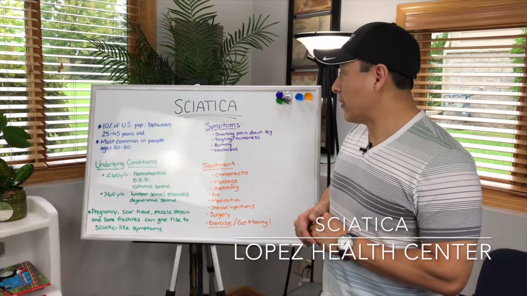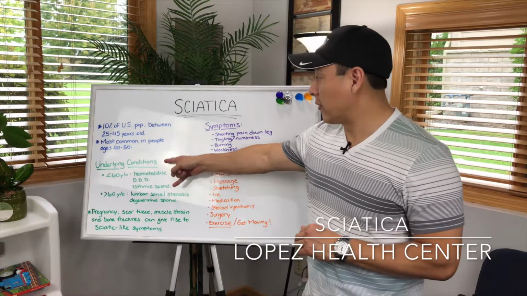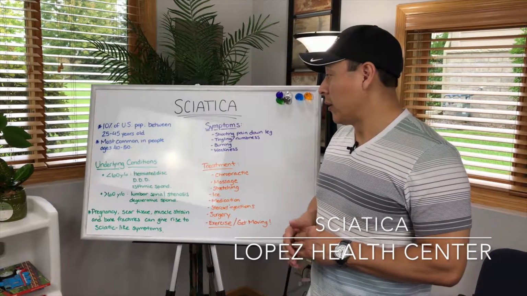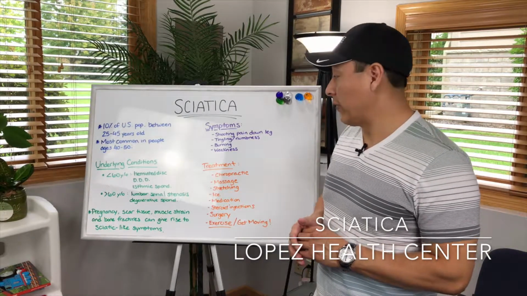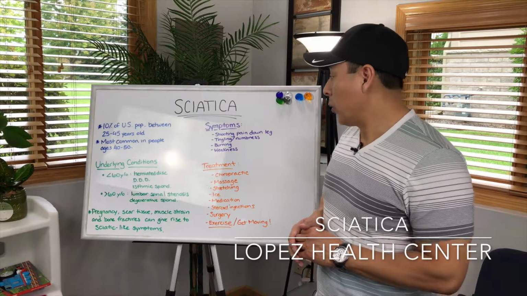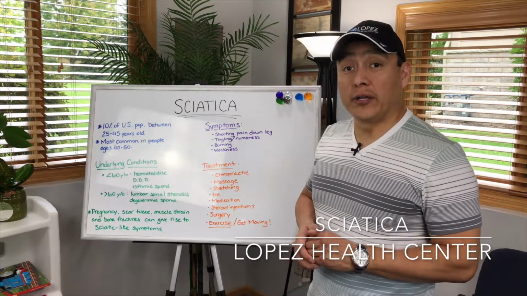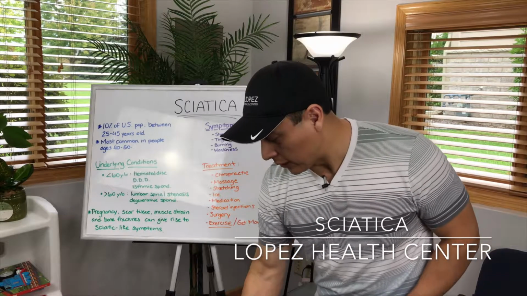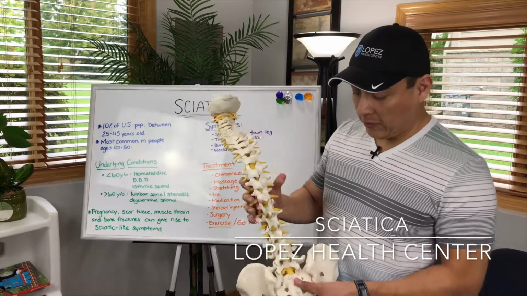So we want to address sciatica because of these underlying conditions. If you are 60 years of age or less, we want to find out if you have a herniated disc. Now, when we talk about sciatica, I should probably step back just a bit. What we want to take a look at is your lower back.